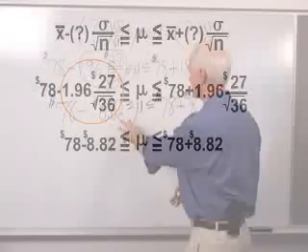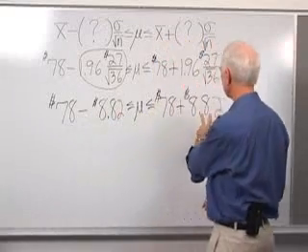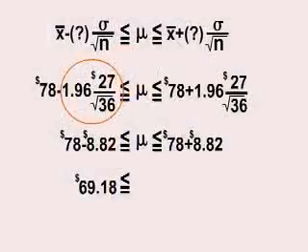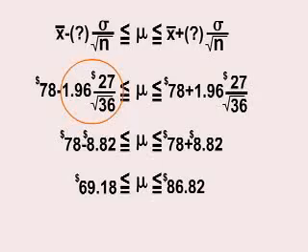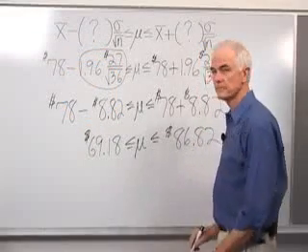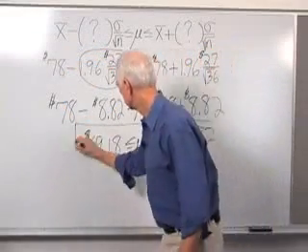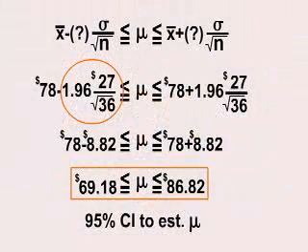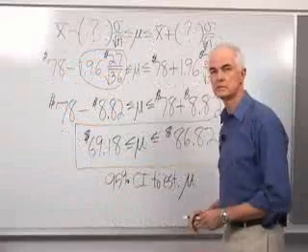So we can now rewrite our expression with that solved part in it. And from this we can subtract this part and then add this part. And as a result, we get $69.18 is less than or equal to mu is less than or equal to $86.82. And this is our 95% confidence interval to estimate the population mean, or mu.